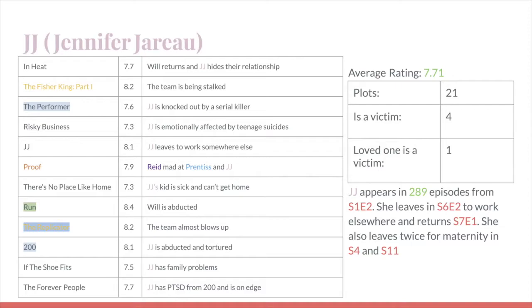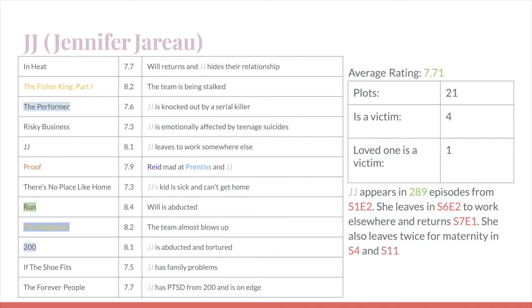But the first time JJ is a victim is at the end of The Performer. Now this one's not a very big plot, but she was knocked out and there was no one there to help her or back her up, and so I did mark her as a victim for that. And then Risky Business is when they introduce her sister having committed suicide years earlier.